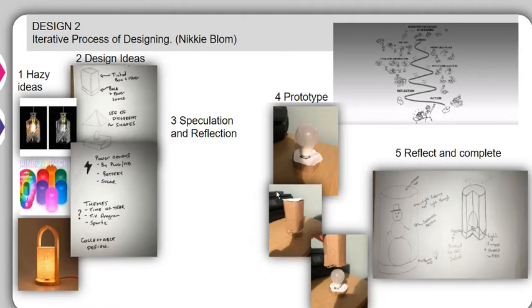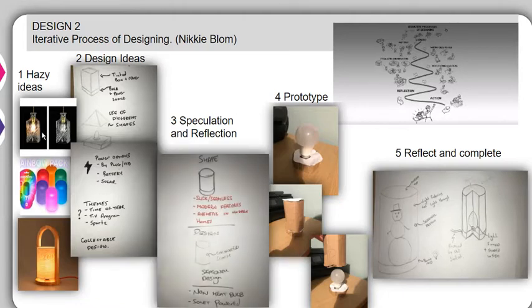So I decided to choose something aesthetically pleasing, something that could fit in the home and wouldn't be thrown out. I used the iterative design process from our lecture, and I began designing ideas loosely based around the hazy ideas, and then started to refine them, speculate and reflect. I moved on to prototyping then. This was one of a few prototypes that I chose, and then I had to reflect on it, refine it, and complete it.